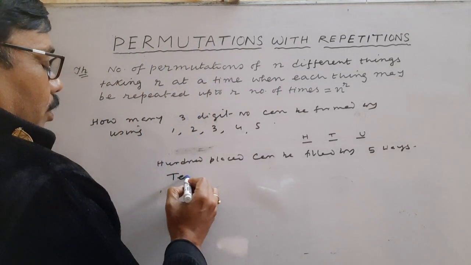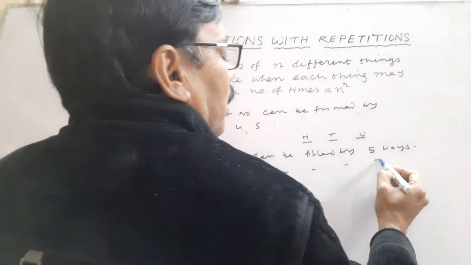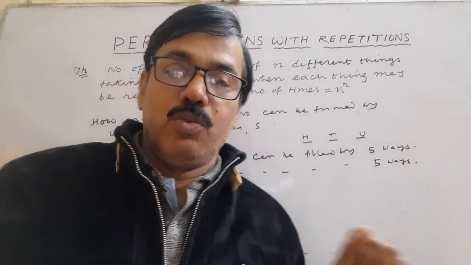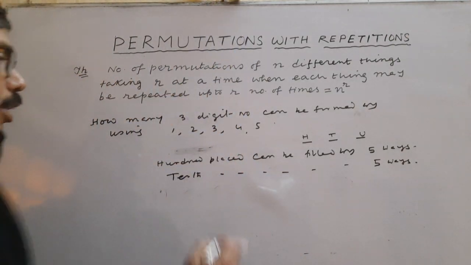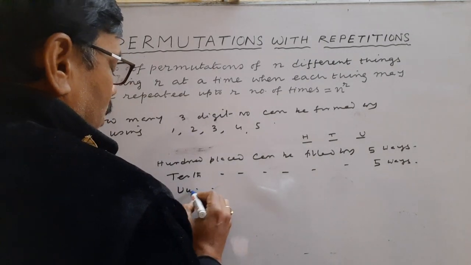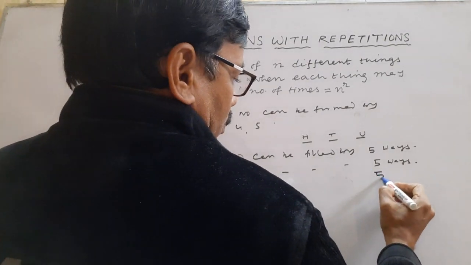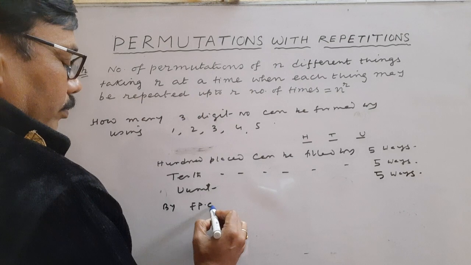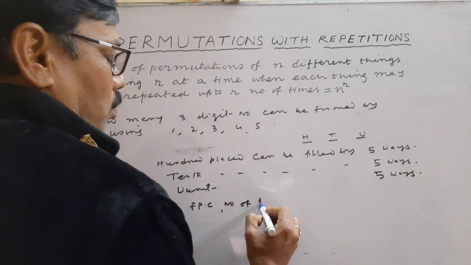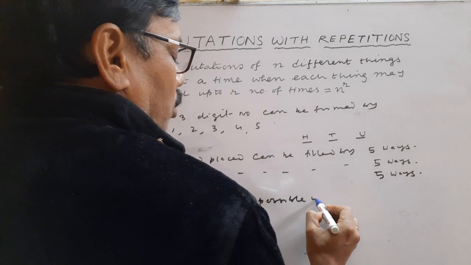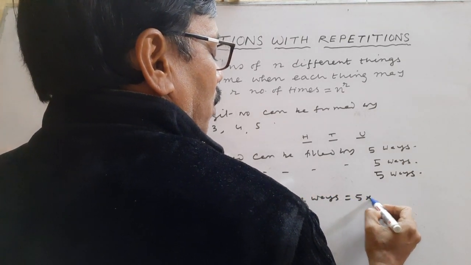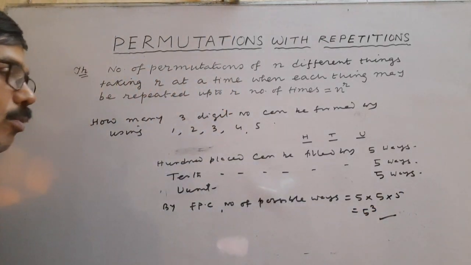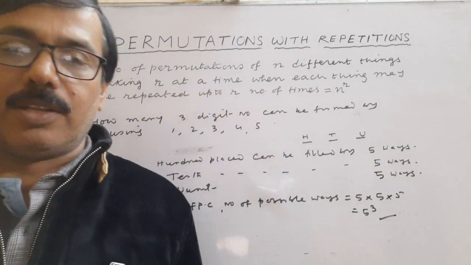So the 10th place can be filled in 5 ways. Look, in case of without repetition, it will be 4. So the unit place can be filled in 5 ways. So by FPC, the number of possible arrangements, possible ways, is 5 into 5 into 5, 5 to the power 3. So we have already solved this problem using the fundamental theorem.